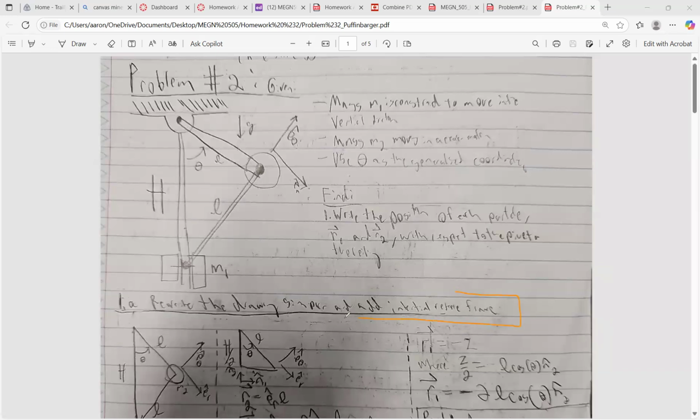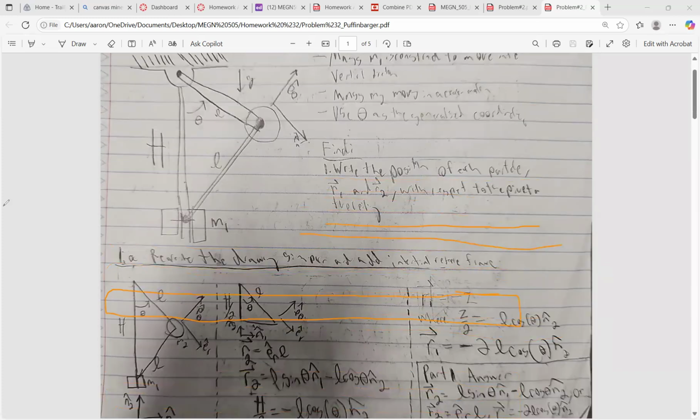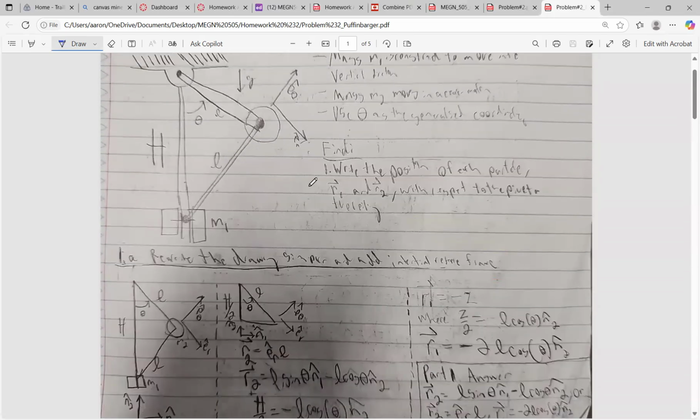My first step is writing the position of each particle, R1 and R2, with respect to the pivot in the ceiling. To do that, I'm just gonna draw on the PDF because that bothers me. Sorry, I don't have an iPad, y'all. I'm doing this from my computer.